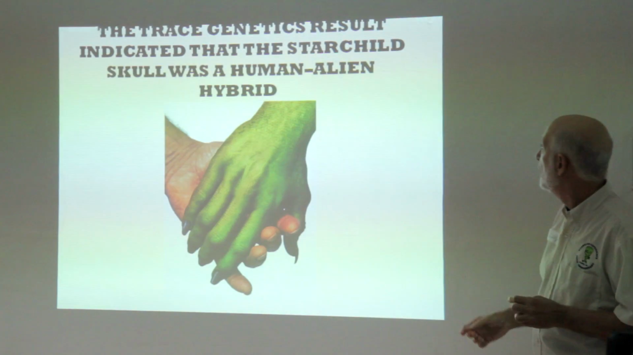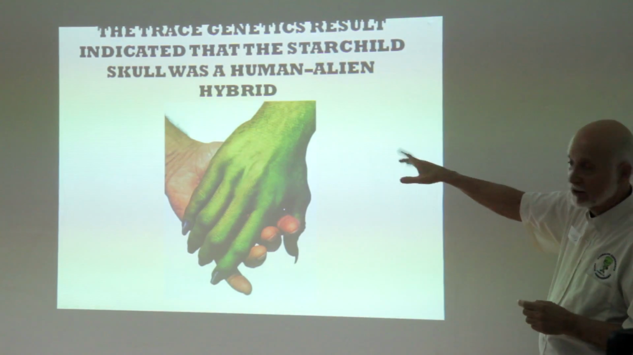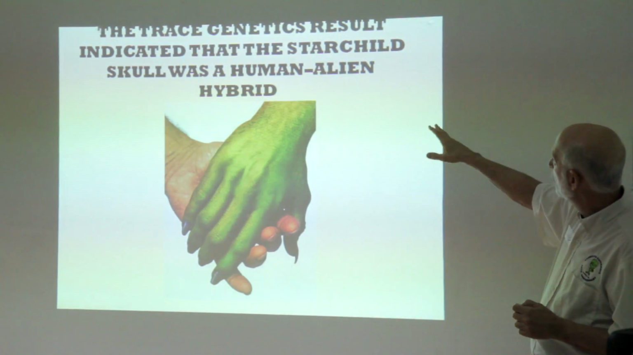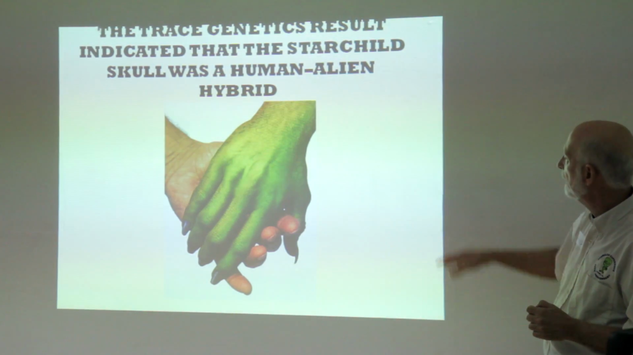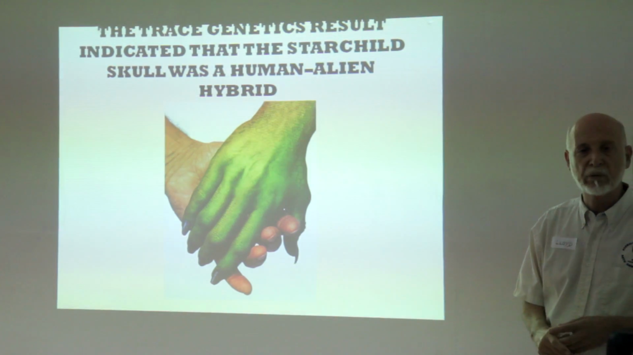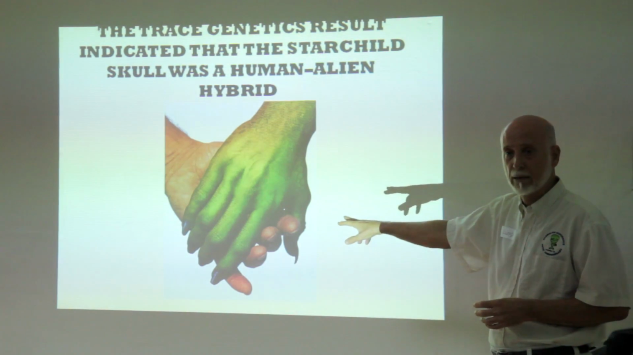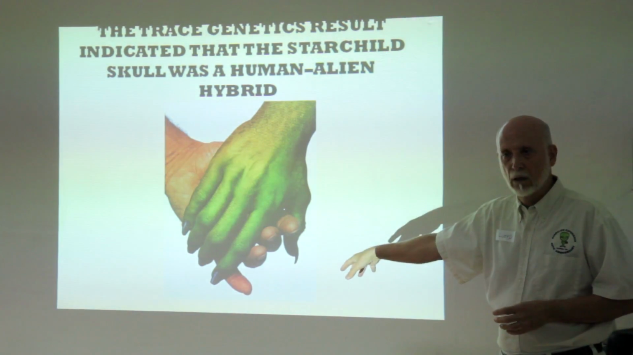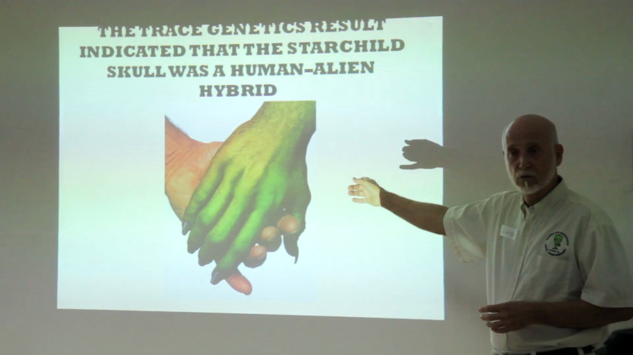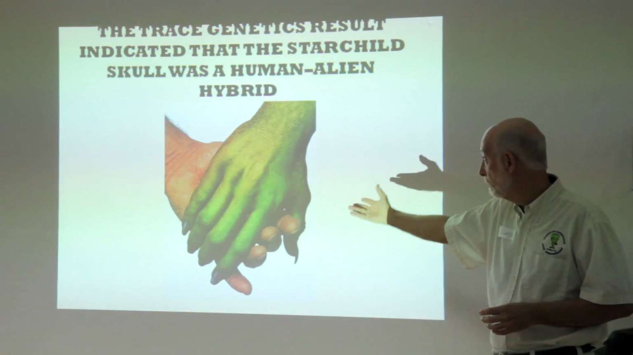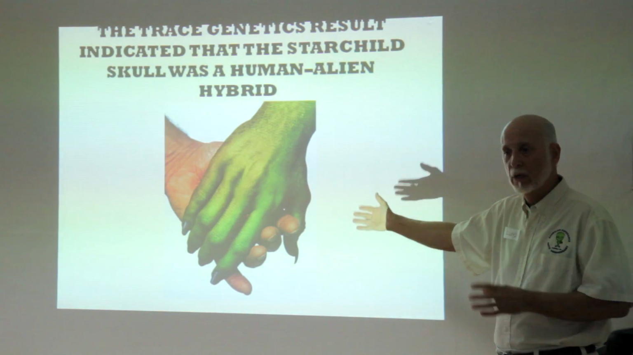Next slide. But out of Trace Genetics, those two guys, the result was that the Starchild Skull was a human-alien hybrid, and some of you who have been here when I talked about it might remember that very same slide. We believed that, from their test in 2003 right up until 2010, that was the result. Next slide.